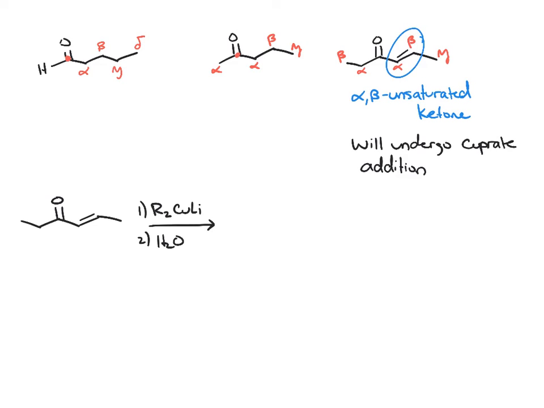All right, and really, doing this is pretty simple. You can have any R group attached to the copper, and what that's going to do is add to this beta carbon, and you lose that double bond. So just generically here, you end up with an R attached to the beta carbon.